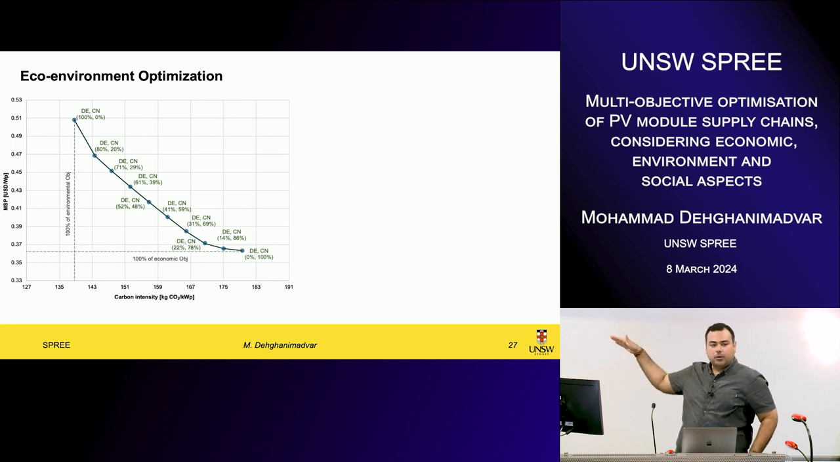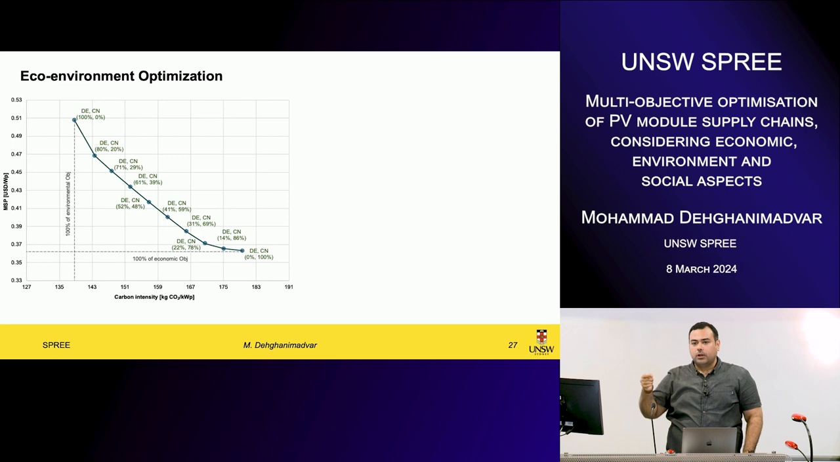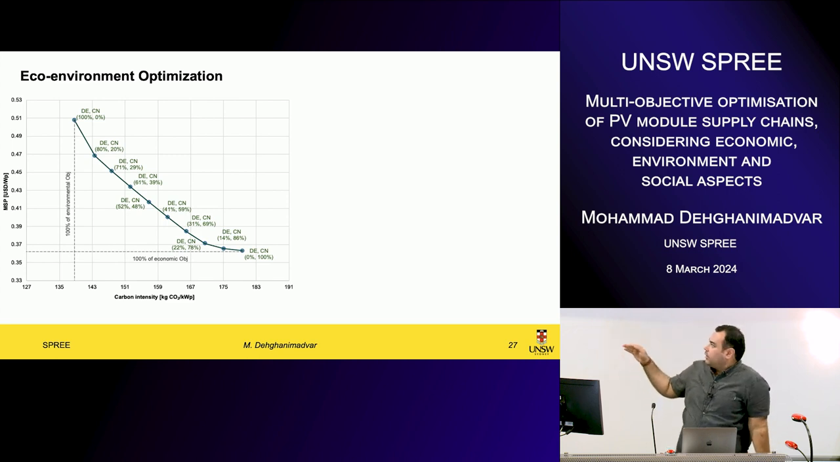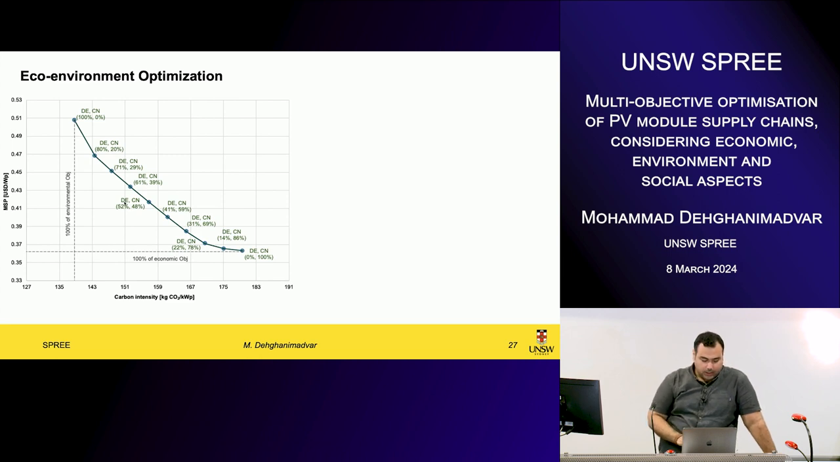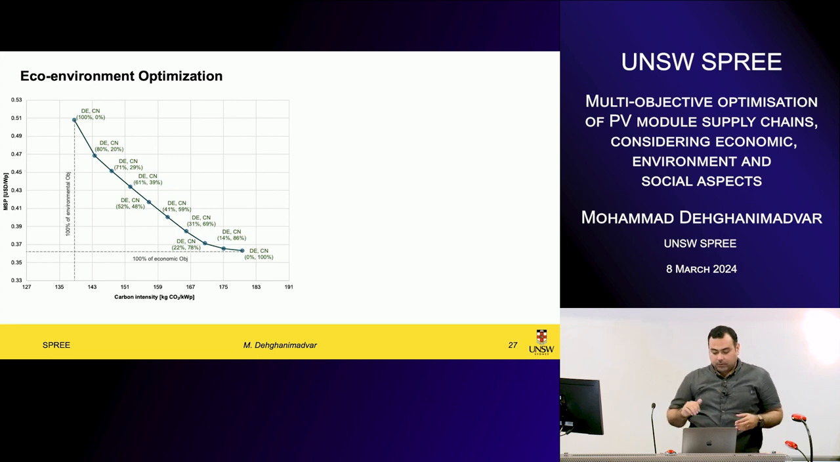Obviously, this is Pareto optimal. All of the points are optimal, but it depends on what you're going to do. Do you want to go green, or do you want to go with the cost? For example, at the middle point, which is like 51% by Germany and 48% by China, your price would be 40 cents and your carbon intensity would be around 155 something.